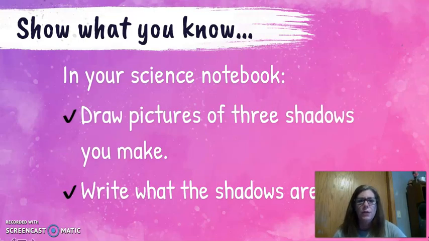Also, I want you to think about your shadows and what makes the best shadow. In the video we watched last time, he talked about the words that we've learned in science: transparent, translucent, and opaque, and which ones make the best shadows. So think about that a little bit too as you're making your shadows outside. Are those shadows being made by an object that is transparent, translucent, or opaque?